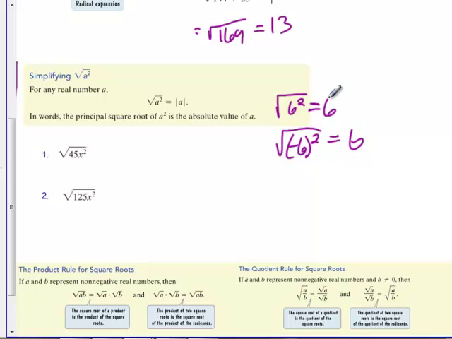So for number 1, the square root of 45. 45 is 9 times 5, right? So 9's a perfect square. It's going to come out as 3, and that 5, there's nothing we can do with it. It stays inside. What about the x squared? Comes out as absolute value of x. So 3 times absolute value of x times the square root of 5.